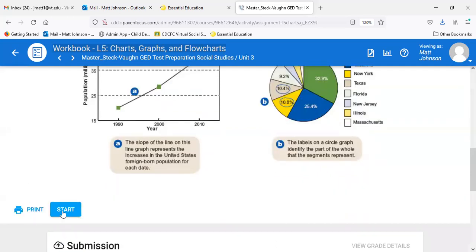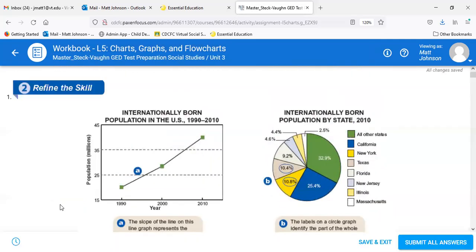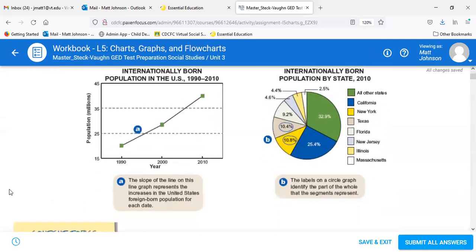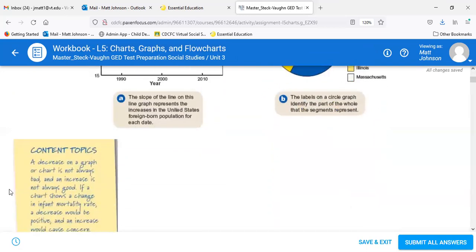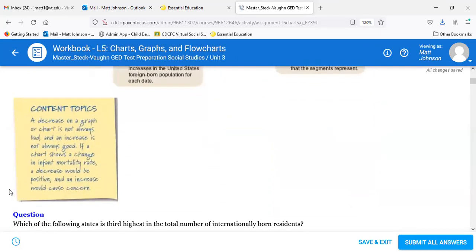Okay, so let's start our workbook. All right, let's see what it says here. On content topics. So a decrease on a graph or chart is not always bad, and an increase is not always good. If a chart shows a change in infant mortality rate, a decrease would be positive, and an increase would cause concern, right? So what we're going through with COVID, right?